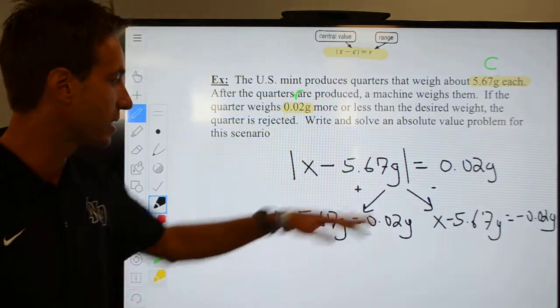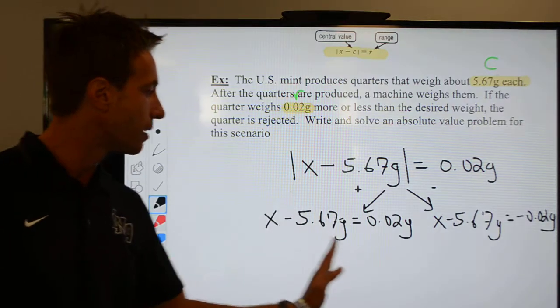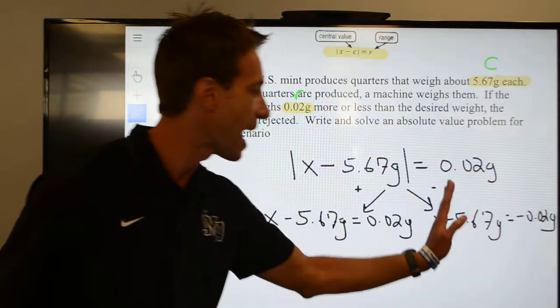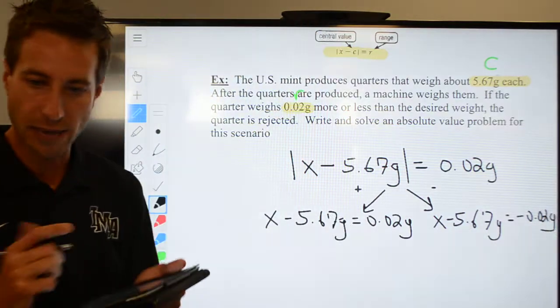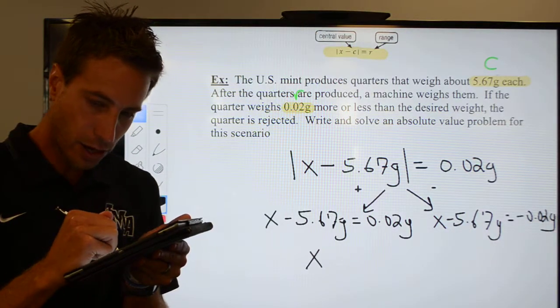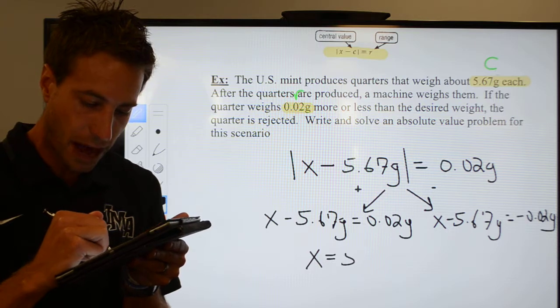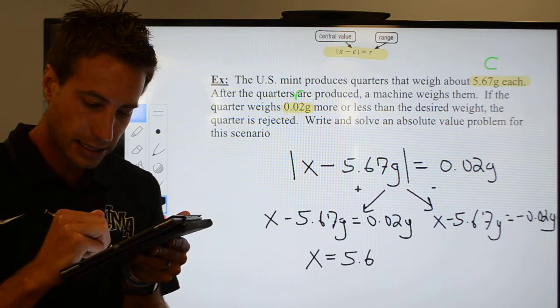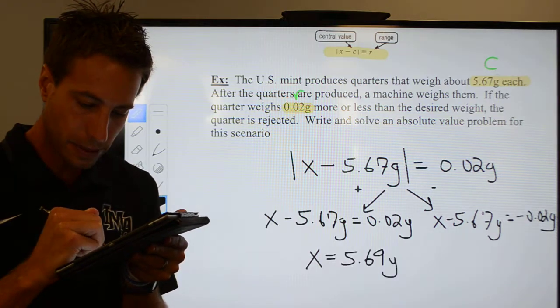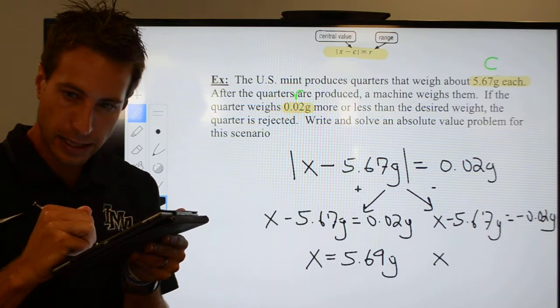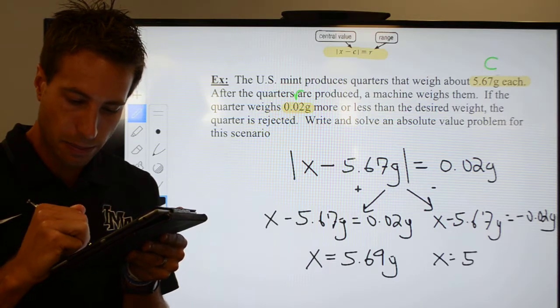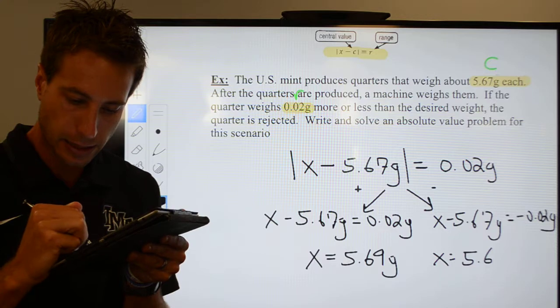Now, what we're going to do is a little bit of simple math. I will add 5.67 grams to both sides. Don't fat finger something on your calculator. You should come up with x equals 5.69 grams, and x equals 5.65 grams.